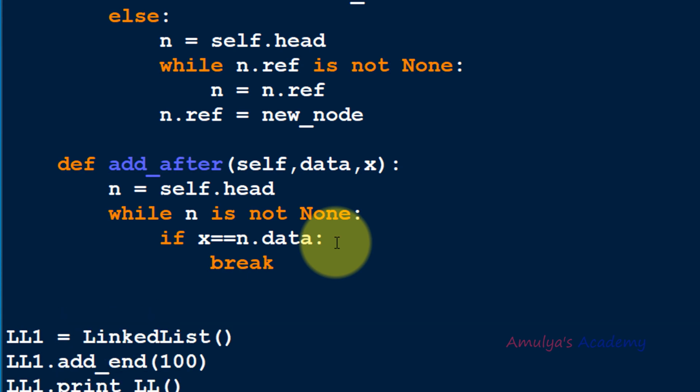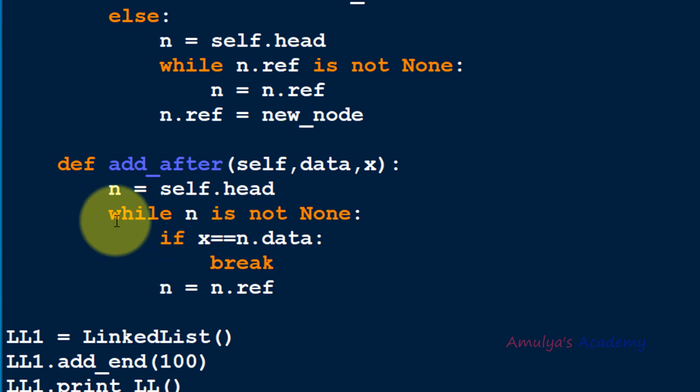If the data present in the first node is not the x value, then we need to go to the next node. If I want to go to the next node, I need to reassign the n value. I need to take n is equal to n.reference. Every node contains the reference of the next node, right? That means n becomes the next node now.